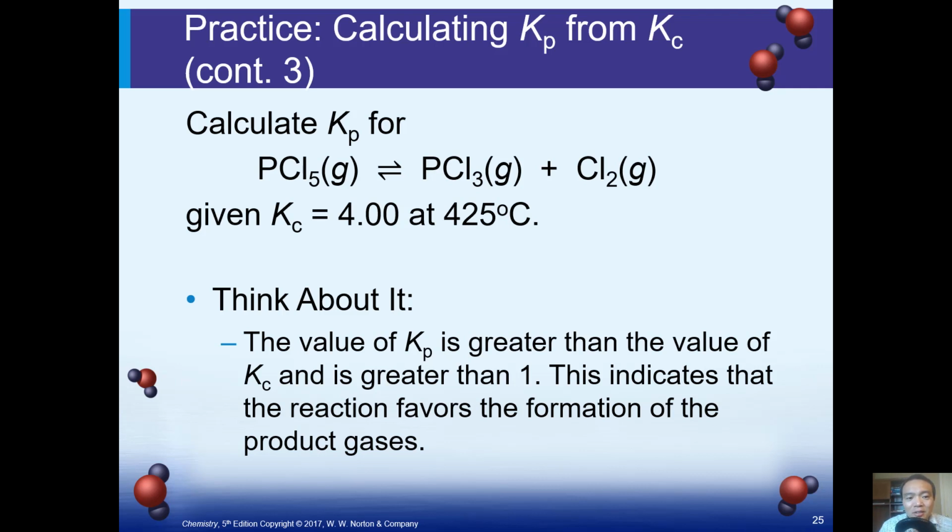K, the equilibrium constant, can be expressed in terms of concentrations or in terms of partial pressures. With this, we have Kc and Kp, which are related by the equation Kp equals Kc times (RT) raised to delta n. Next, we are going to talk about how to derive the equilibrium constant for an unknown reaction based on a known reaction. We will learn how to manipulate the equilibrium constant in the next section.